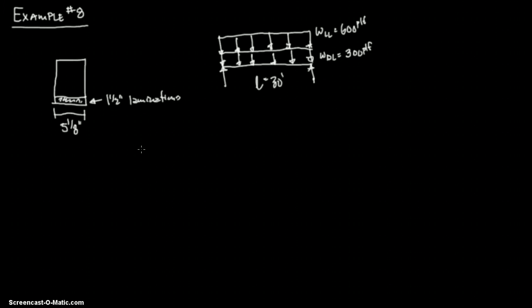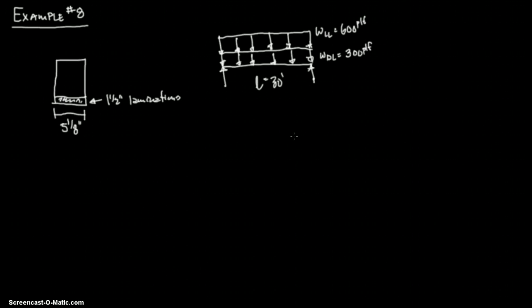Welcome to Lesson 3, Example 8. It tells you that you have a glued laminated 5 1/8 inch wide beam, with 1.5 inch laminations, and it spans 30 feet. I drew that real quick, and it says dead load including its own weight is 300 PLF, and it also has a roof live load of 600 PLF.